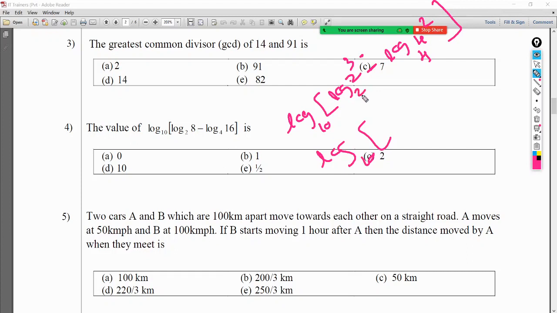So when you write the base, this is your number 3. Now this is the same, this is your number 2. That is log 10 1. What is log 10 1?